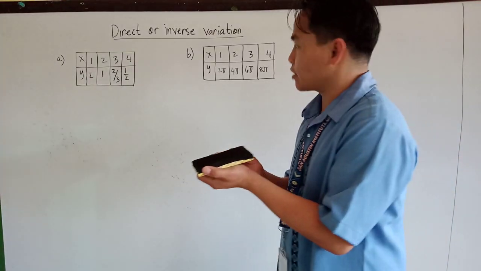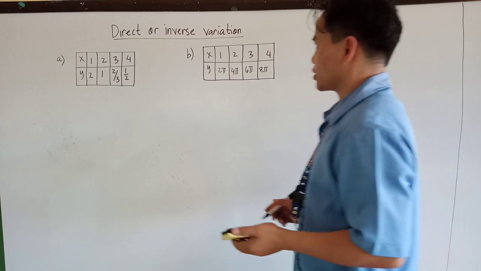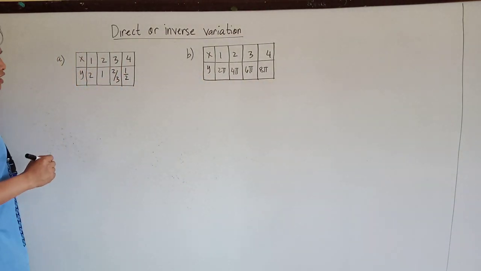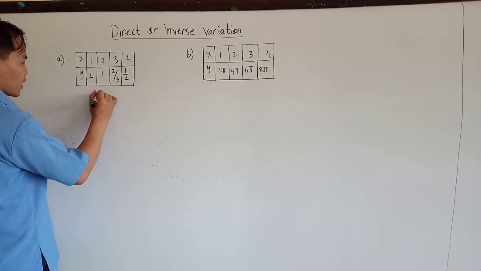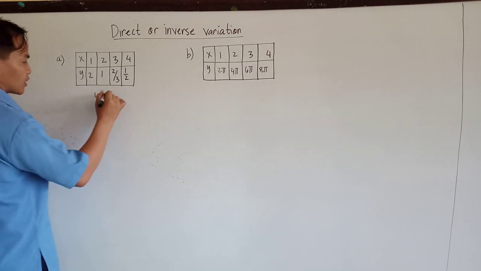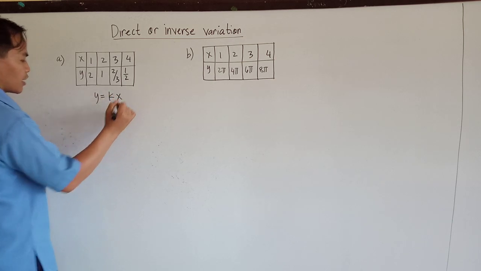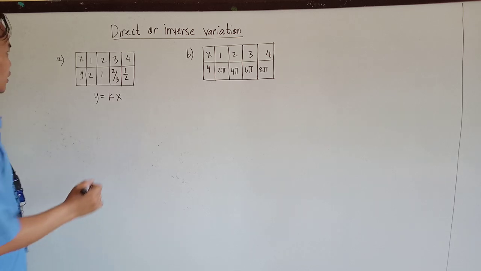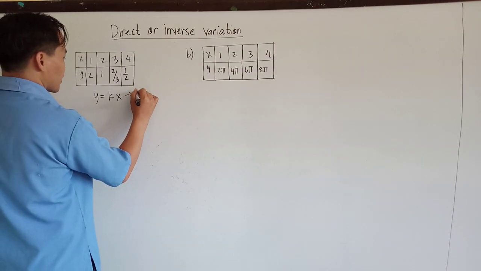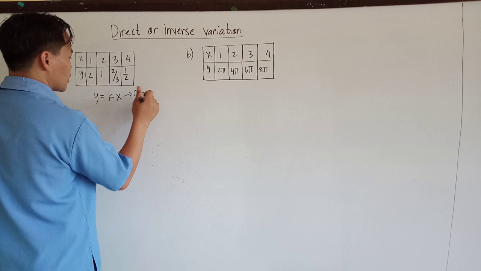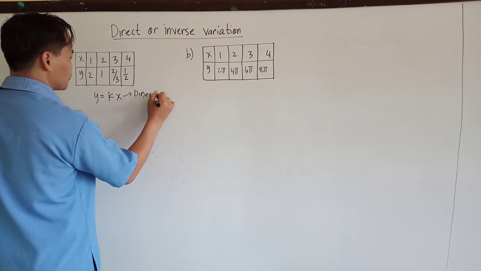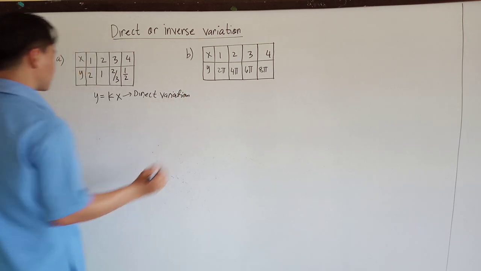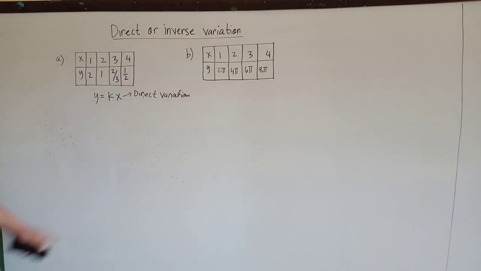So let us start with the direct variation. For the direct variation, we could say that y varies directly as x, having the equation y is equal to k times x. So y is equal to k times x, meaning it refers to the direct variation.